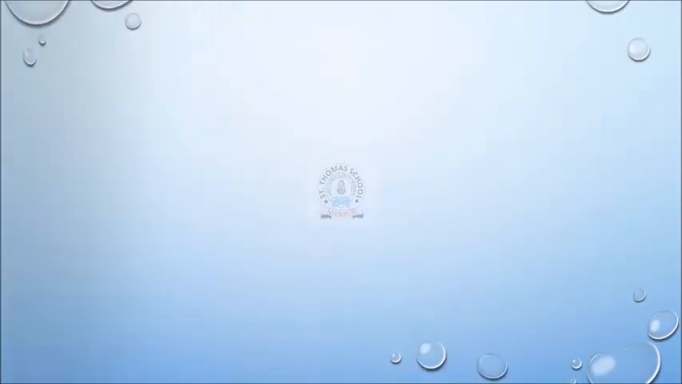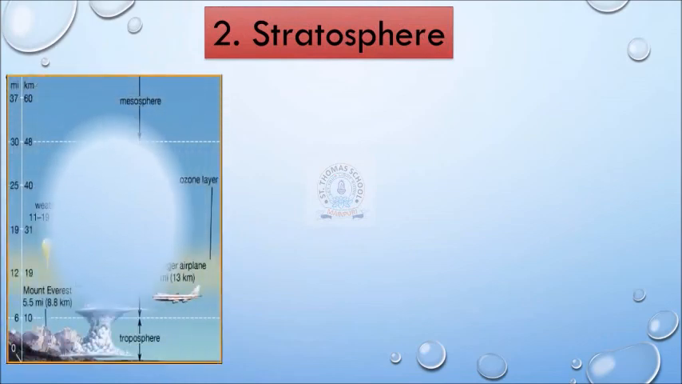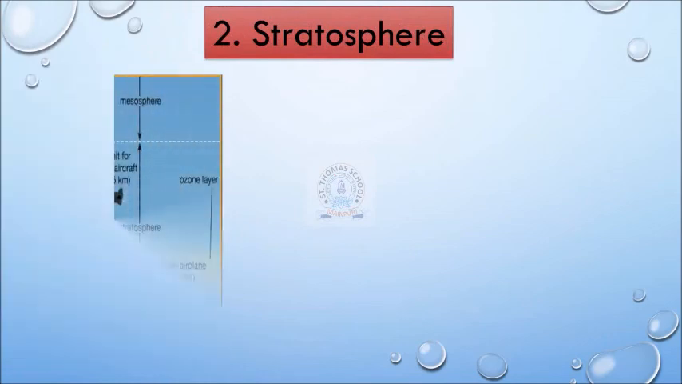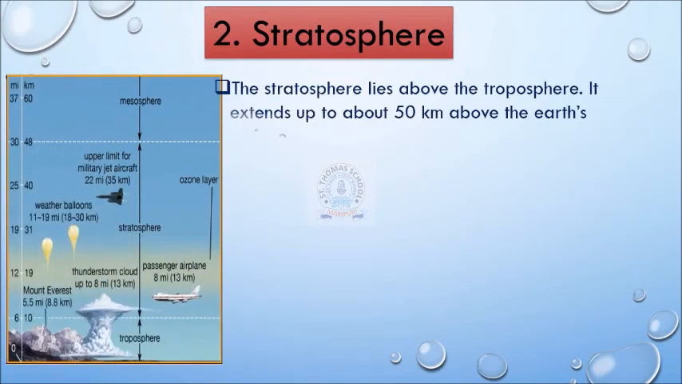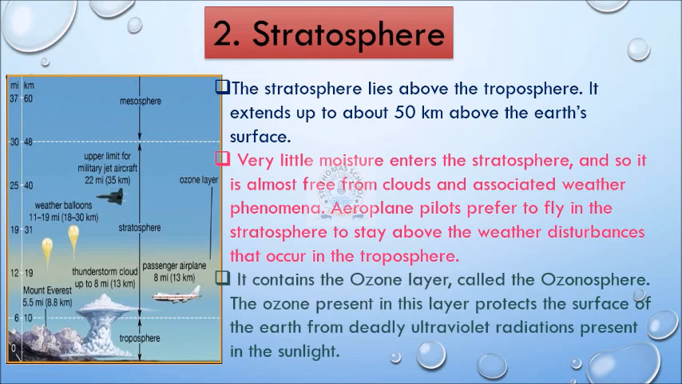The second layer that we are going to learn is the stratosphere. The stratosphere lies above the troposphere. It extends up to 50 kilometers above the Earth's surface. Very little moisture enters the stratosphere, and so it is almost free from clouds and associated weather phenomena. Aeroplane pilots prefer to fly in the stratosphere to stay above the weather disturbances that occur in the troposphere.